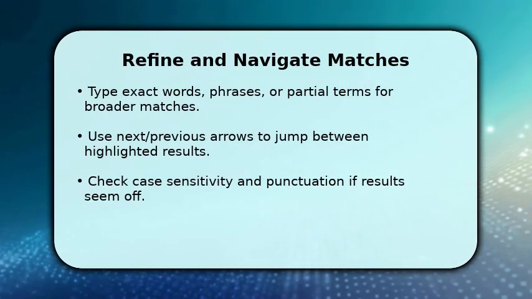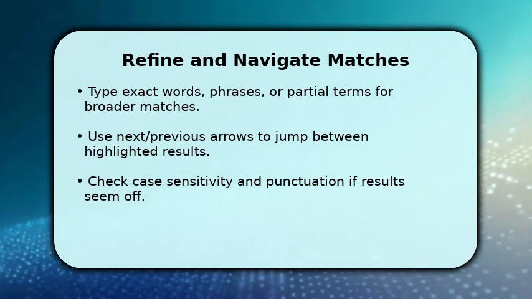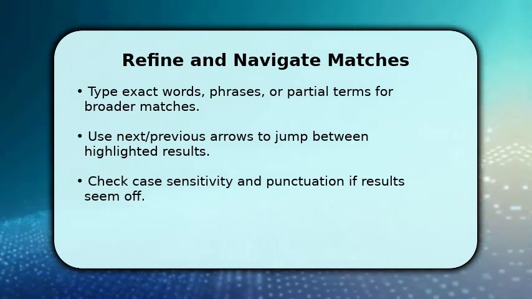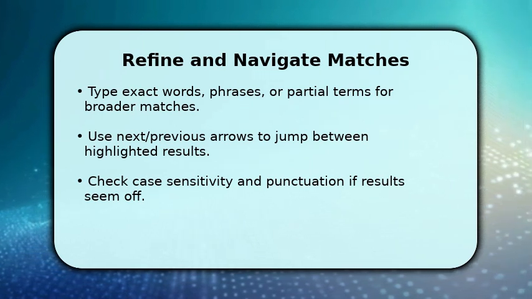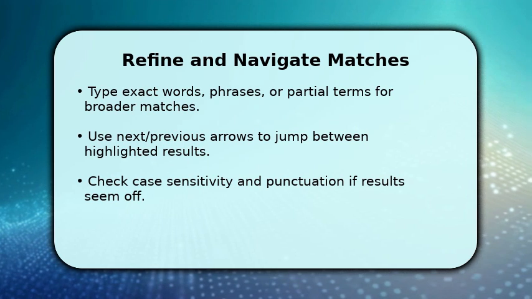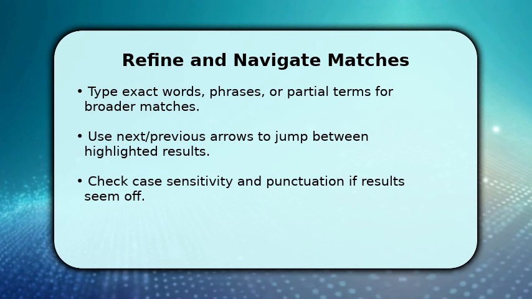After you type a term, refine it to get useful hits. Include whole words for precision or drop punctuation for broader matches. Once matches appear, use the on-screen next and previous arrows to jump through highlights quickly. This saves scrolling. If the app shows counts, note which match you're on.